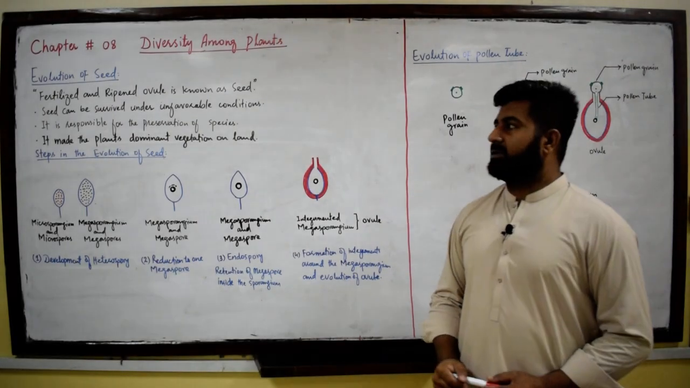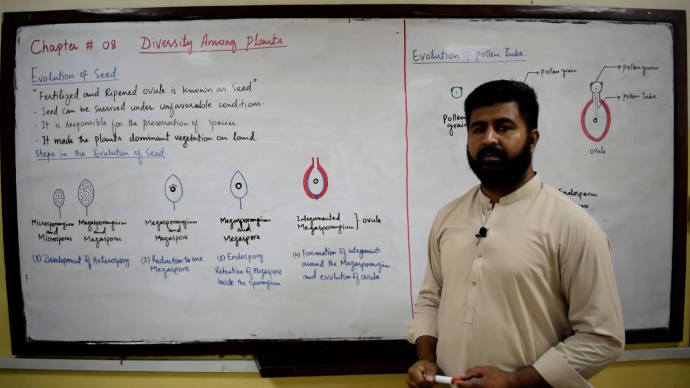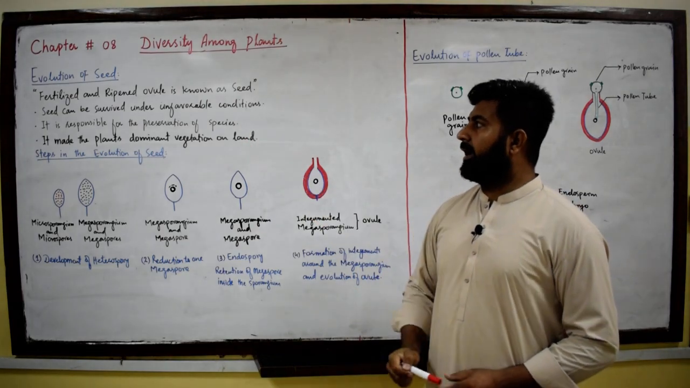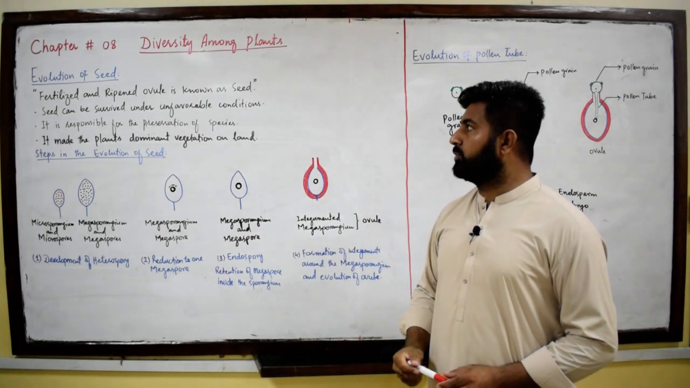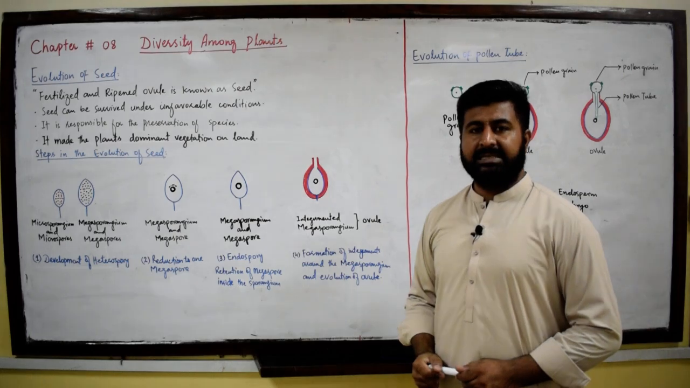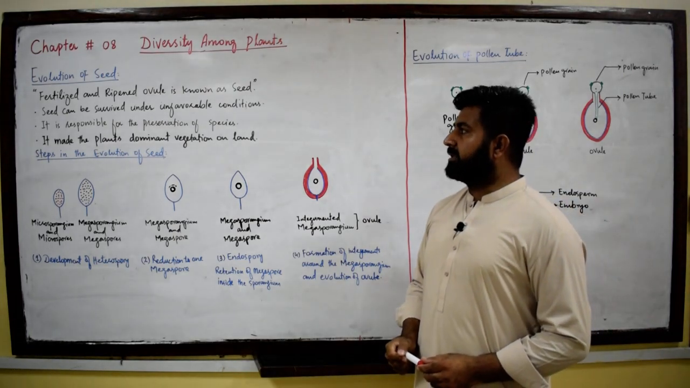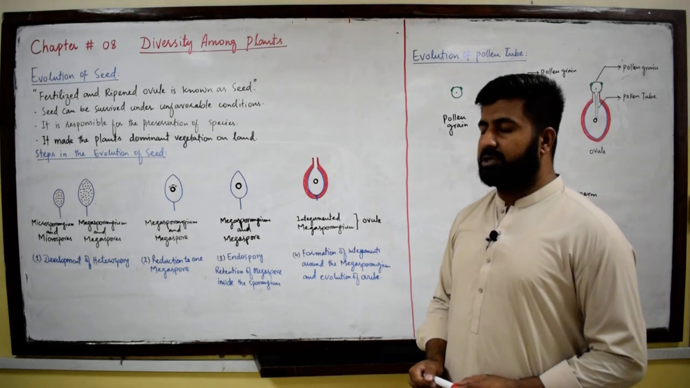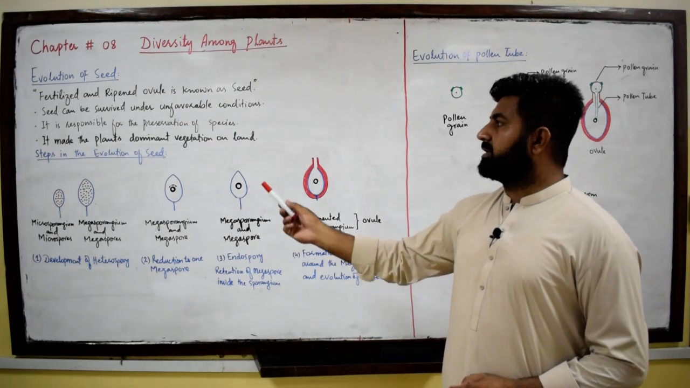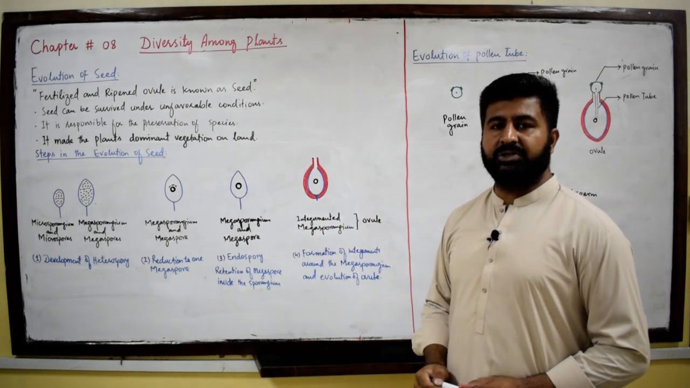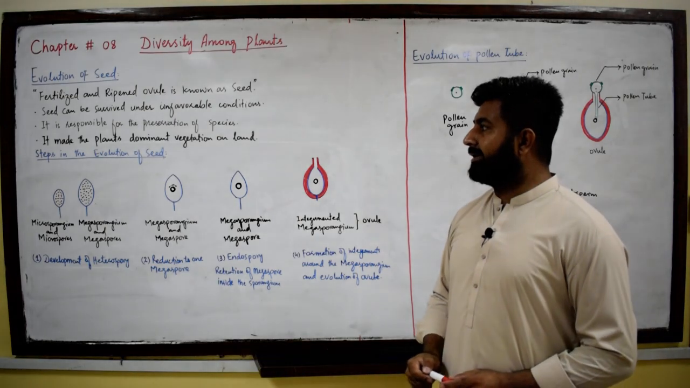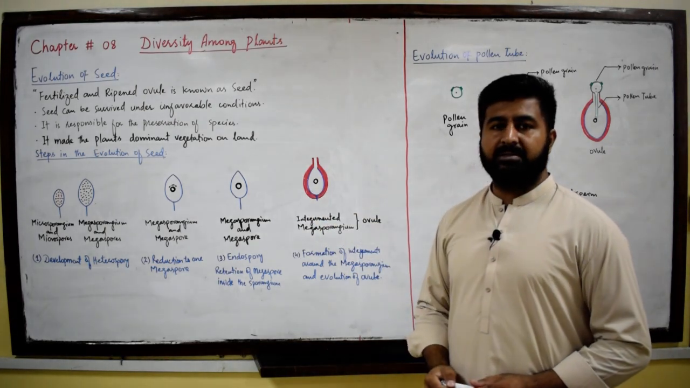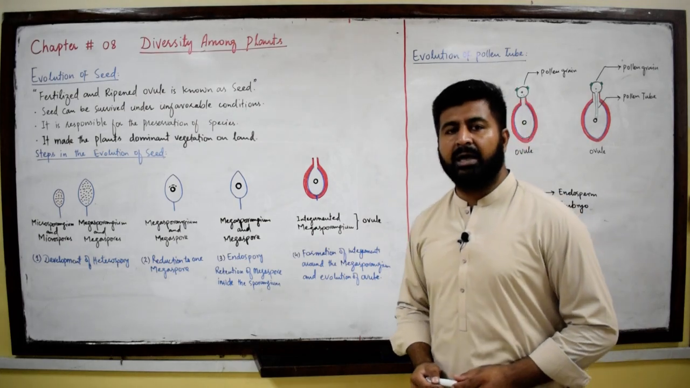Evolution of seed. A fertilized and ripened ovule is known as seed. Seed can survive under unfavorable conditions. It is responsible for the preservation of species, and it made plants the dominant vegetation on land.